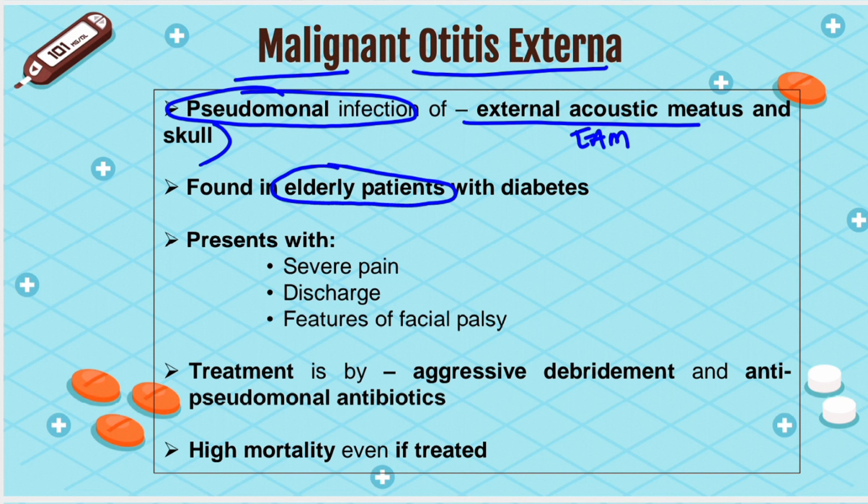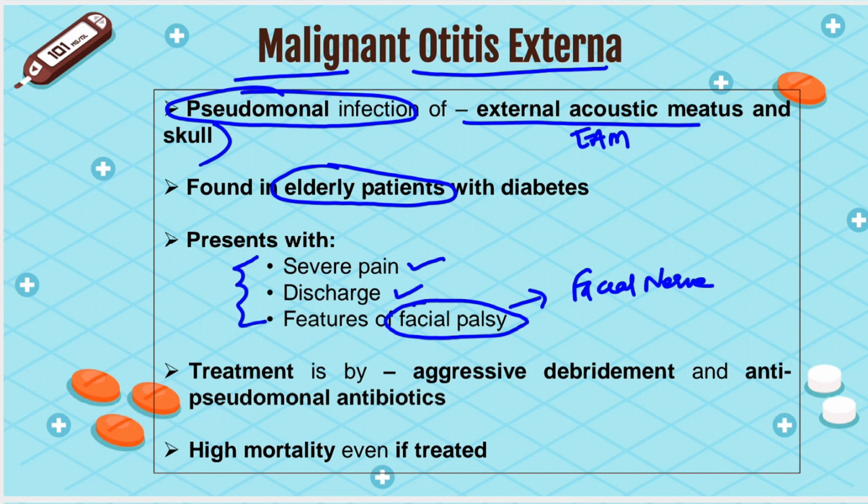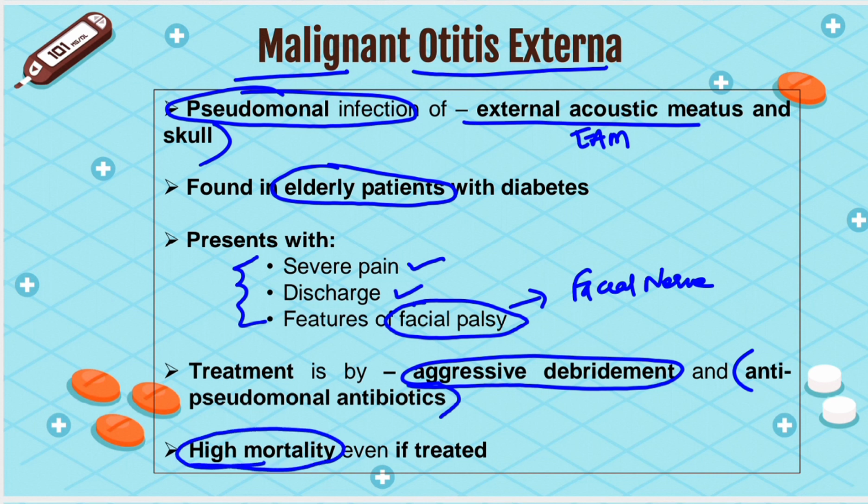The common clinical presentations are severe pain, discharge from the external ear, and sometimes there are features of facial palsy if the facial nerve is also involved. The treatment for malignant otitis externa is aggressive debridement of the infected part and use of anti-pseudomonal antibiotics. Sometimes high mortality can be there in such infection if it is left untreated.